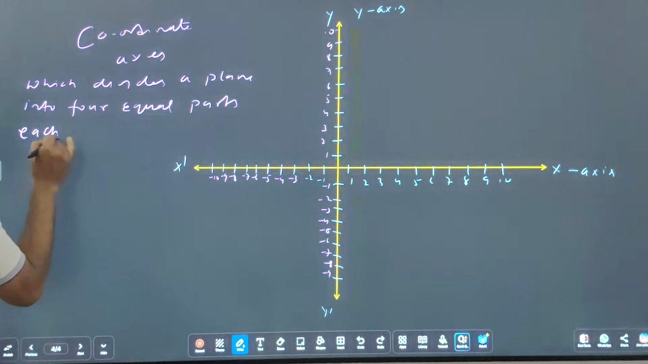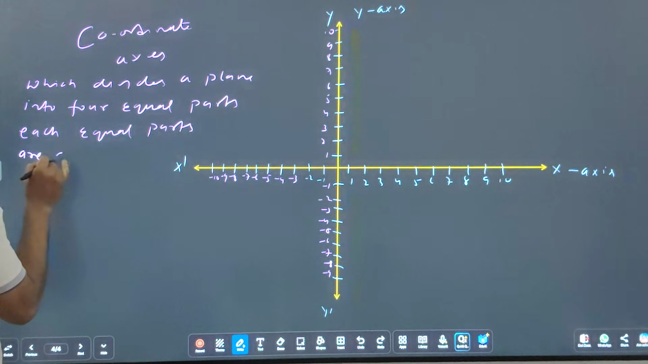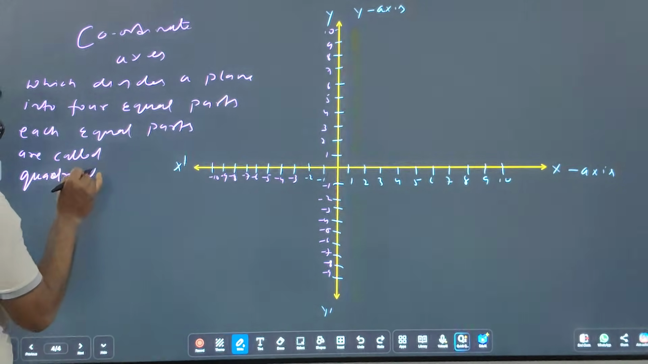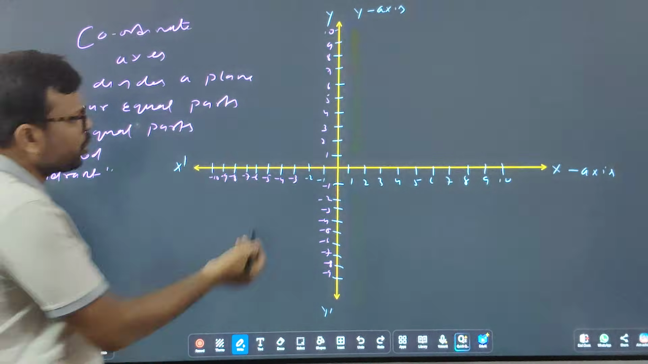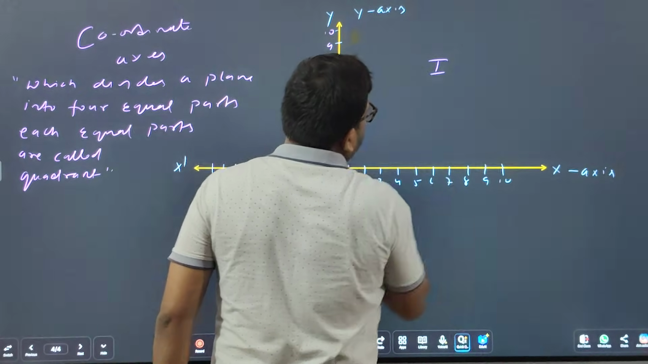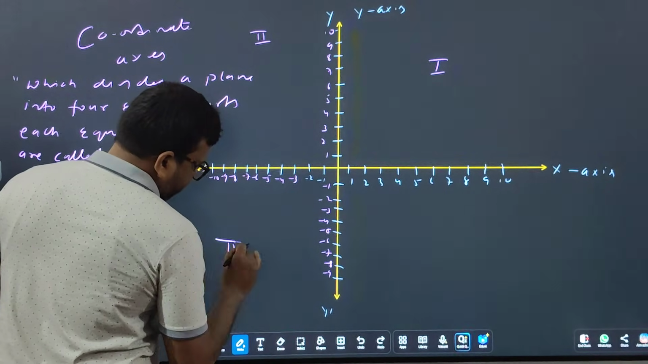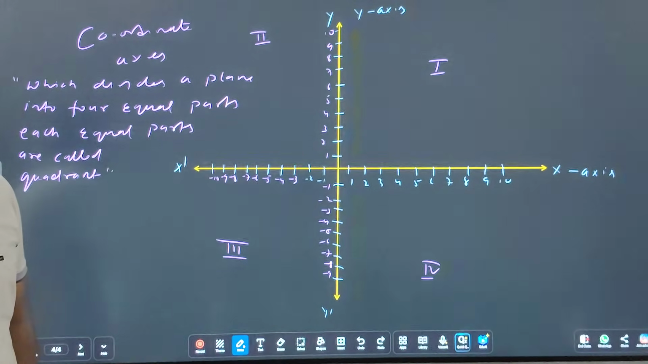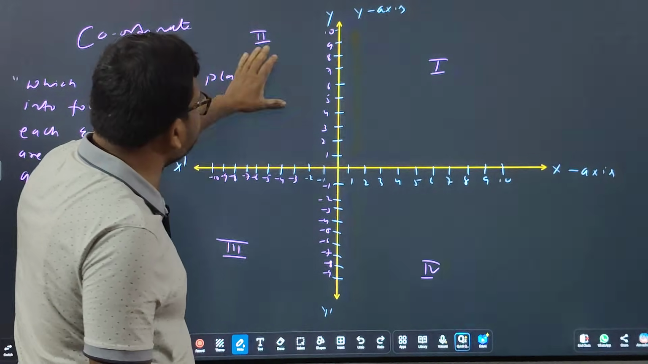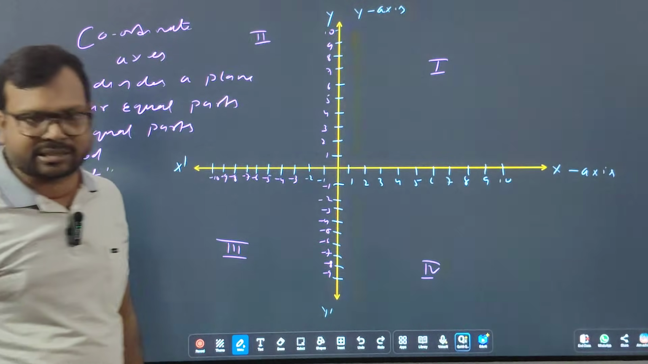Each of these equal parts is called a quadrant. So this is the first quadrant, this is the second quadrant, this is the third quadrant, and this is the fourth quadrant. We take the first, second, third and fourth quadrants in an anti-clockwise direction.